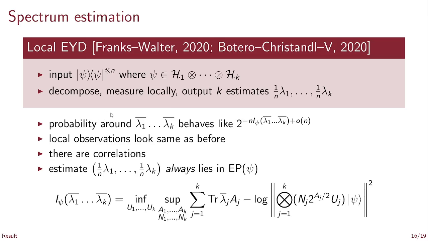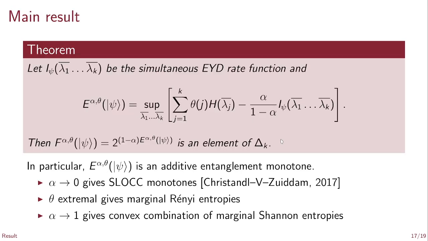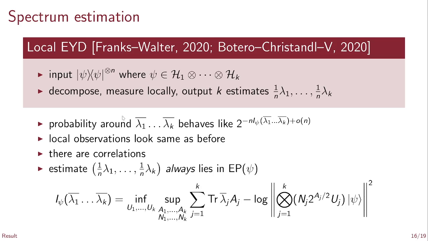So what happens is that, once again, the probability of obtaining an outcome around a certain collection of ordered probability distributions will decrease exponentially with a certain rate function. And what turns out is that this rate function is the right object that we will be using. So, for example, local observations will look the same as before. That means if we take the infimum over all but one of these distributions, then we get the relative entropy distance from the respective marginal.